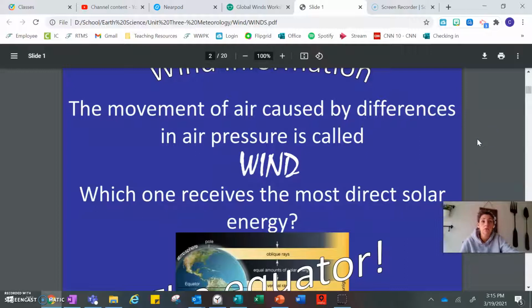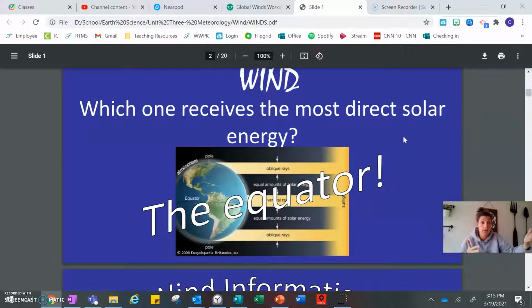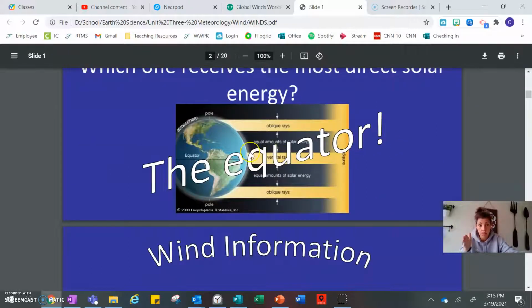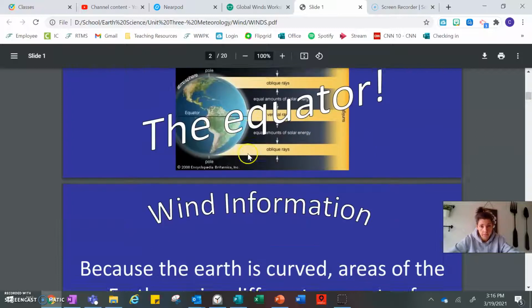Wind is basically the movement of air caused by differences in air pressure. So wind, or air that becomes wind, wants to go from an area of high pressure to low pressure. And on our Earth, the equator is receiving the most direct solar energy because the sun's rays hit it straight on. Whereas up by the poles, the Earth is curved, so it's getting it at an angle. You can see here and here that it's not getting direct sunlight. We get the most direct sunlight at the equator.